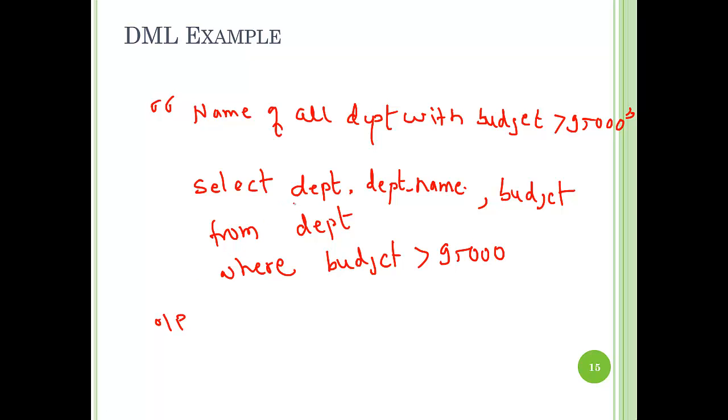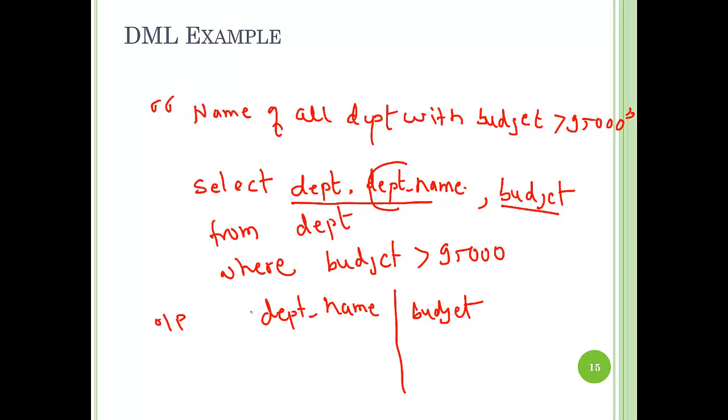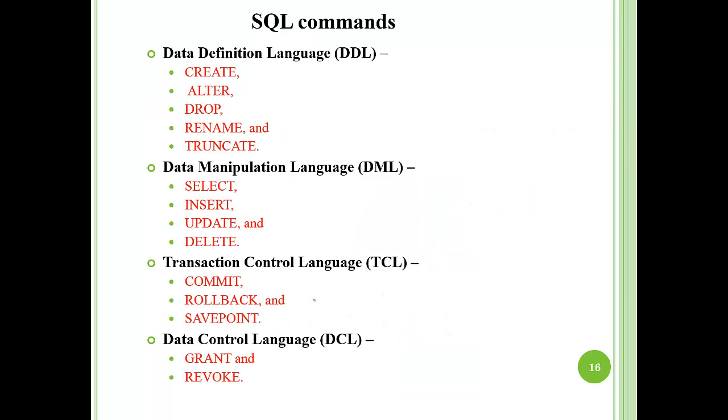In the output you will get a table with two columns. One is department name, this is the attribute name, and another column is budget, and whatever the department names are, those get displayed. Here you will get some entries. So this is all together what we have studied.